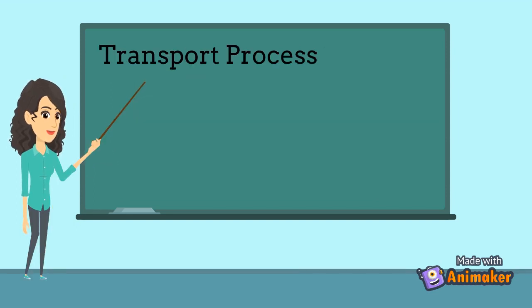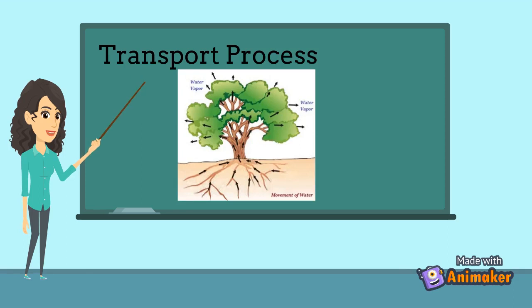Transport process. Transport is the movement of things from one place to another. What about transport in plants? In plants, it is only water and minerals that need to be transported to its other parts. Another thing that needs to be transported to other parts of the plant is the food prepared in leaves.